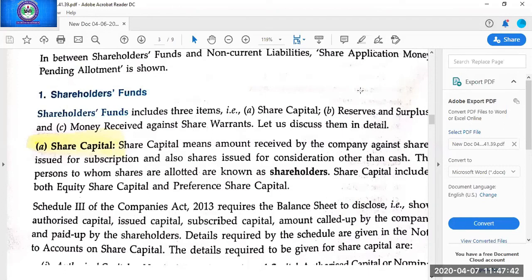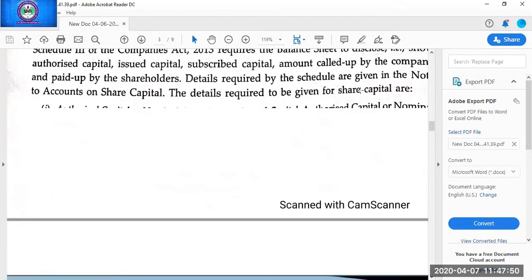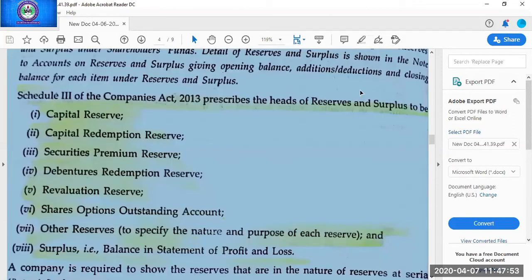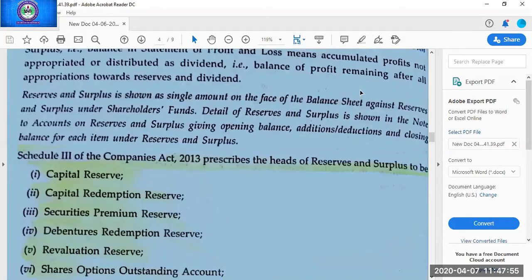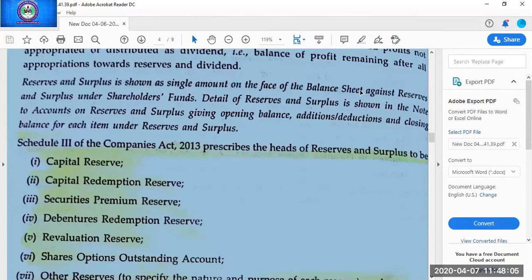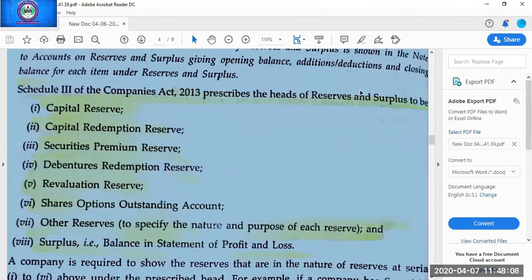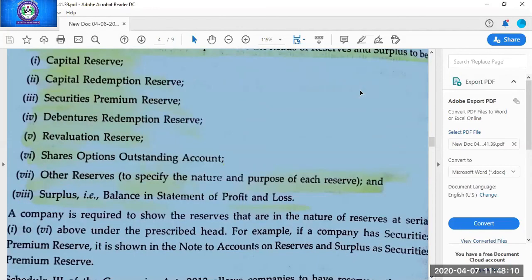Again I am repeating, today we have done three major heads. First major head is shareholder fund. Under that, share capital, reserve and surplus, and money received against share warrant. In share capital, I told you only two things: equity share capital and preference share capital. Rest about the share capital we will do in part 2. Then in reserve and surplus, there are different types of reserves. You have to learn all these reserves in sequence: capital reserve, capital redemption reserve, securities premium reserve, debenture redemption reserve, revaluation reserve, share option outstanding account, any other reserve and surplus.